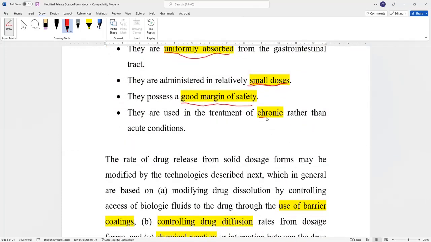Also, it's preferred that it's given for a chronic condition because you will benefit. If it is only for one day, you are having a headache today and you are taking it just for this day, then you might not benefit a lot from having this extended release dosage form.